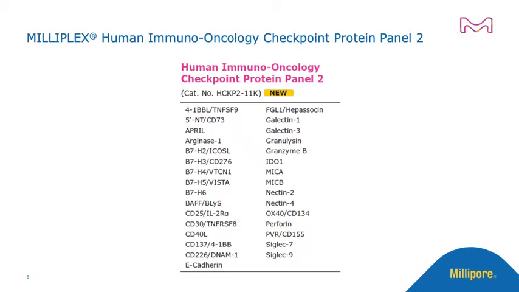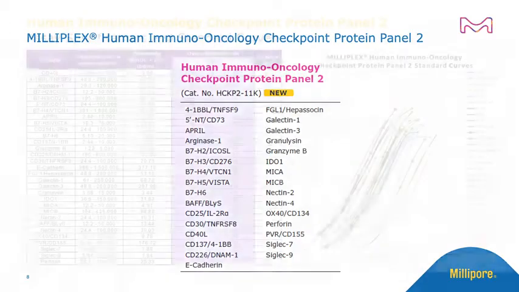Recently, we generated panel 2, which is actually just about 2 months on the market. This is a 31-plex panel that contains things like an expanded B7 group of markers, BAFF, or as we also know it, BLyS, MAC-A, MAC-B, 4-1BB ligand, and OX40. So a slightly more expanded picture of what is actually going on with our tumor microenvironment.